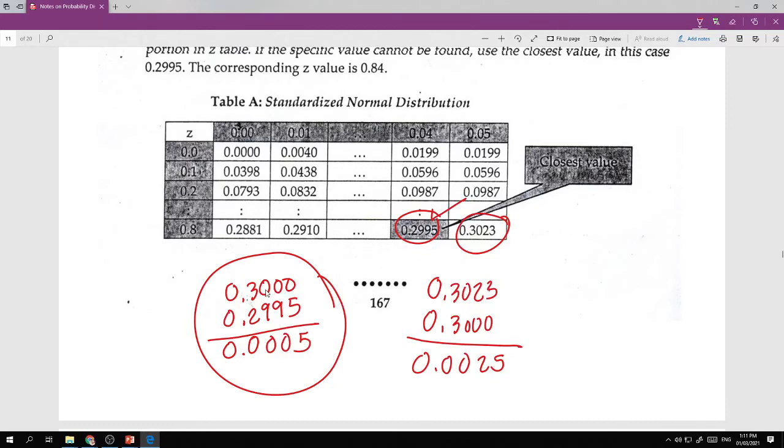Nya, ang kining 0.3, closest man na ni 0.2995. Mao nang ang value nako is 0.84, mao ni ang value sa Z. You get the point here, section Galileo?